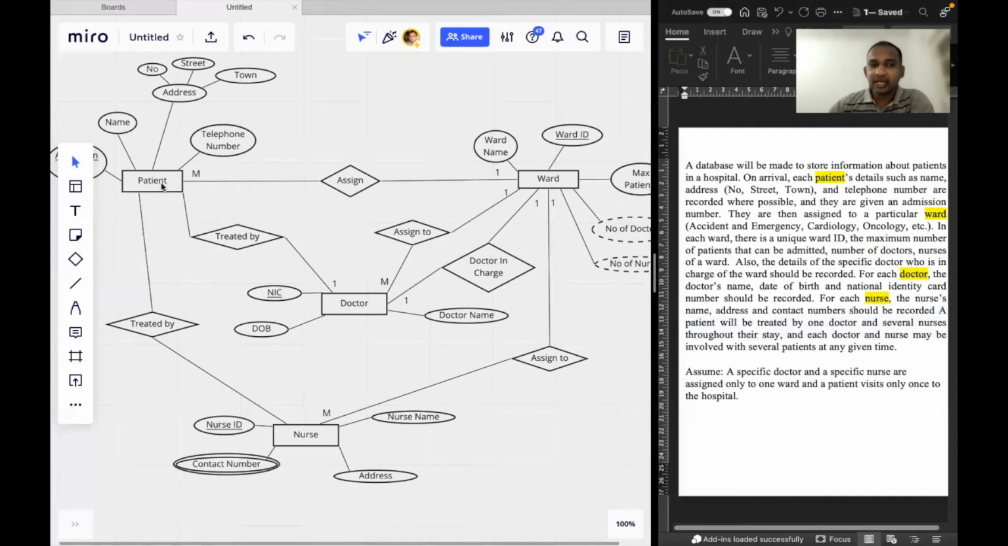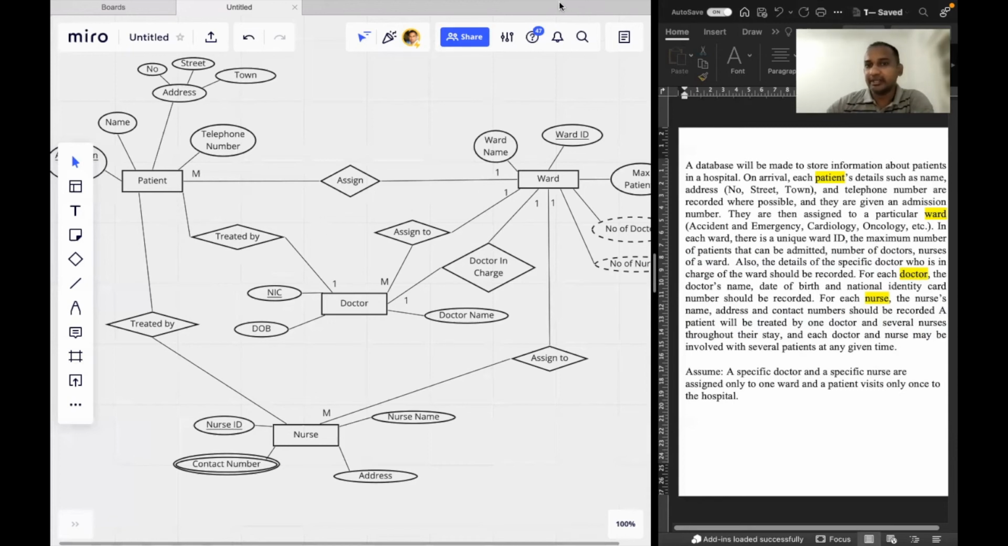Now put the cardinality to the patient side. If you want to put the cardinality to the patient side, you have to put the doctor as 1. Take one doctor. If you take one doctor, is treated to how many patients? Is that only one? That means if you take a particular doctor, is treated to only one or many.